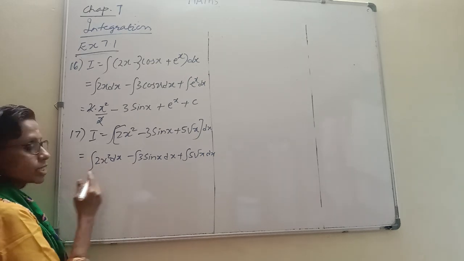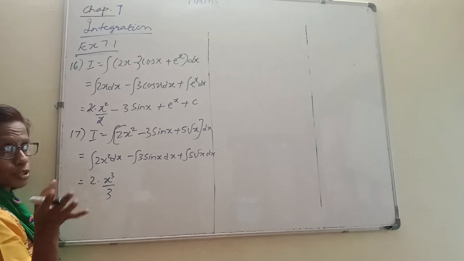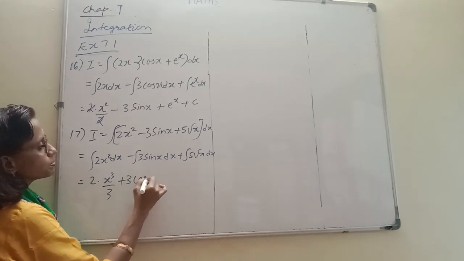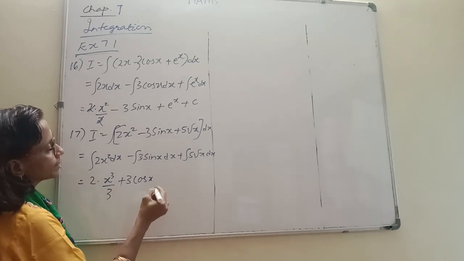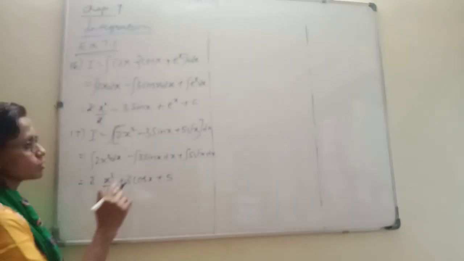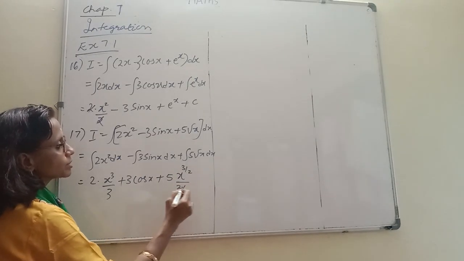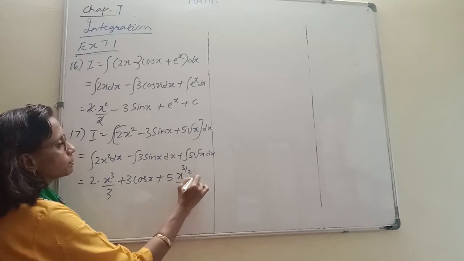The 2 is out. The integral of x squared is going to be x cube over 3, because we know x raised to n plus 1 over n plus 1. Then sin x, we know the integral is minus cos x. And for root x, we know x raised to half is going to be x raised to 3 over 2, over 3 over 2, plus c.